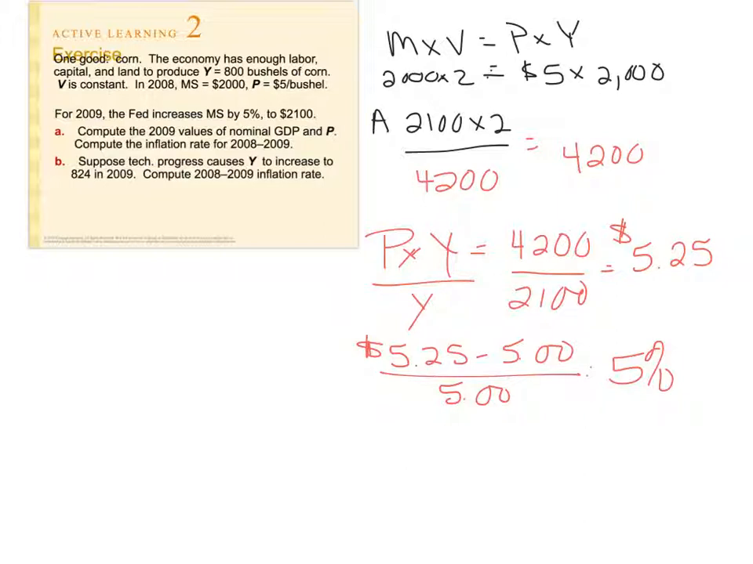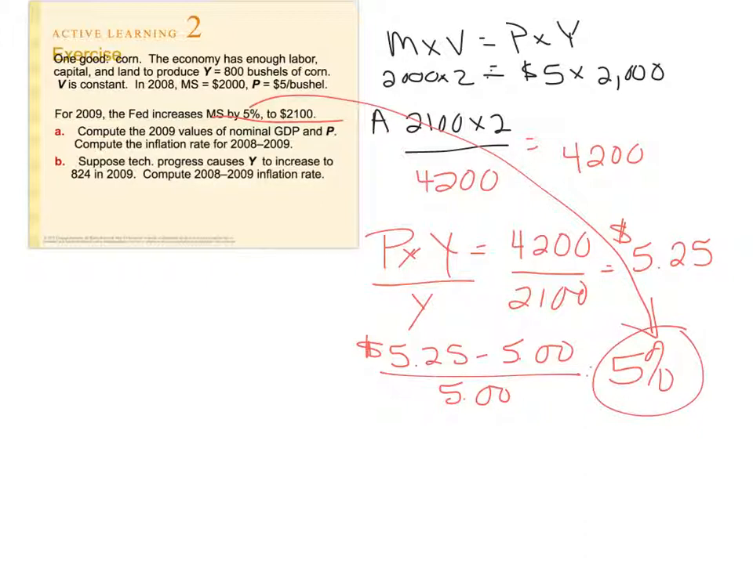So we can say then that the price level has changed, excuse me, by 5%, which if you notice is the same as the change in the money supply, just showing that those two sides of the equation must be equal.